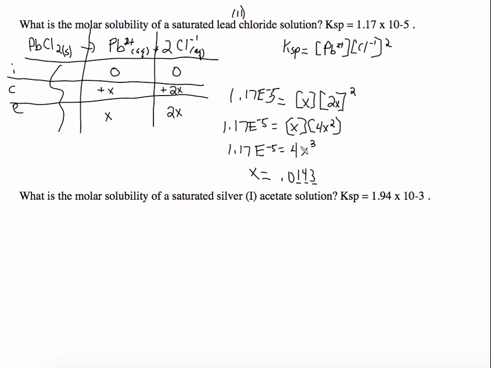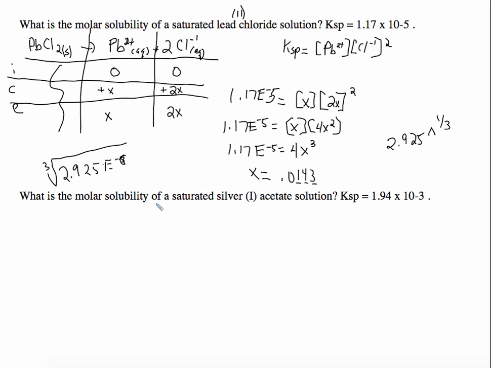Now, how do you take the cube root of something? If you're doing the math here, which I skipped ahead a little bit, I just had it written down on paper. If you take 1.17 e to the -5 divided by 4, you end up getting 2.925, something like that, e to the -6. Now to take the cube root of that, I take this number, 2.925, and on my calculator I take 2.925 to the power of 1/3. That's how you take a cube root, and that's how I ended up getting 0.0143.